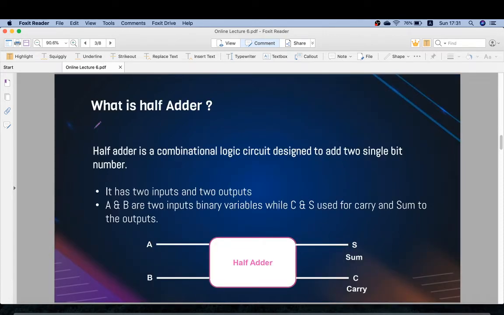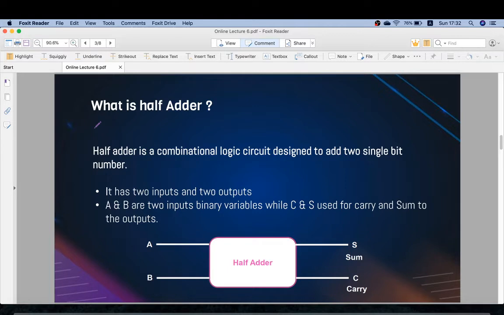So let's start. What is a half adder? A half adder is a combinational logic circuit designed to add two single-bit numbers. Its properties: it has two inputs and two outputs. A and B are the two inputs, binary variables, while C and S are used for carry and sum, the two outputs.